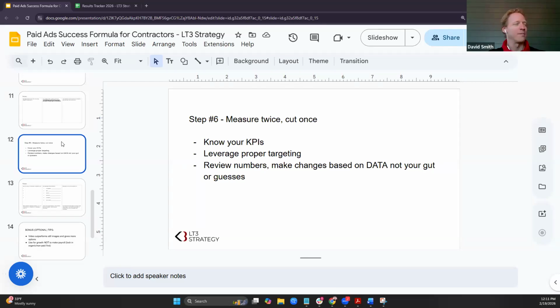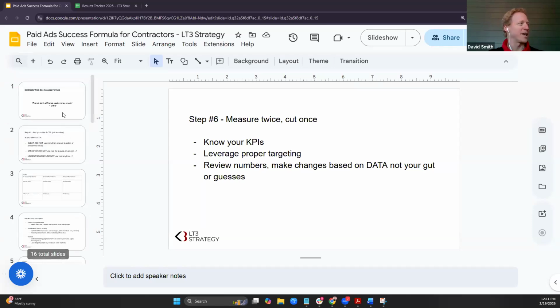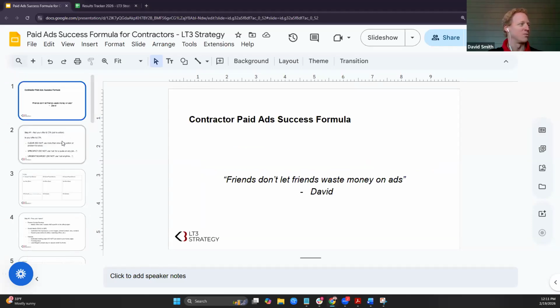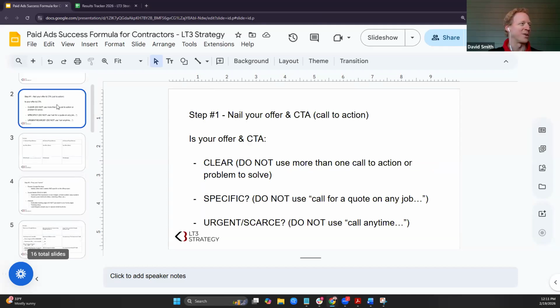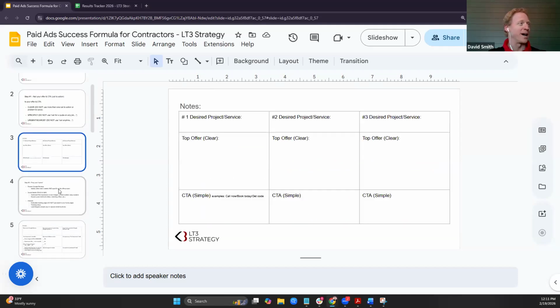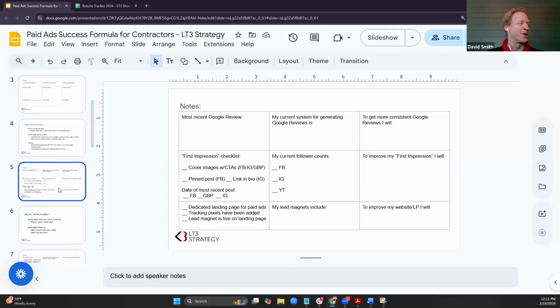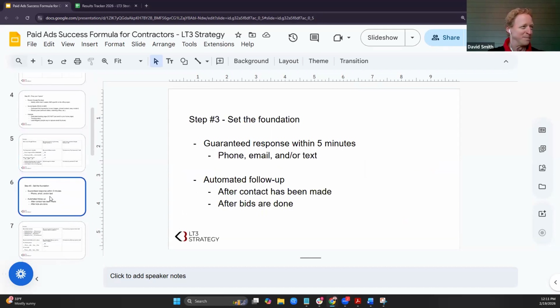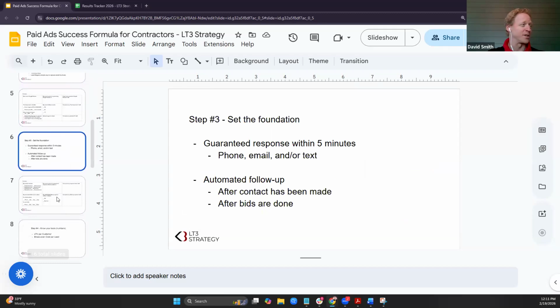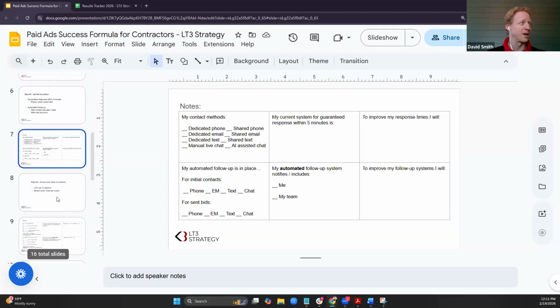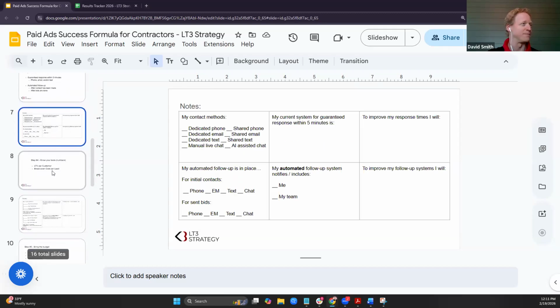All right, so like we said before, we've gone through this series for the last several weeks. First off, we covered nailing your offer and your call to action. Got some worksheets to help you with that. We then moved into prepping your space, making sure you've got the right front door for people when they come in, so they know what to look for and you show up well. You've got automated responses in place, so you don't let anything slip through the cracks when leads start coming through, and a plan to get those in place.